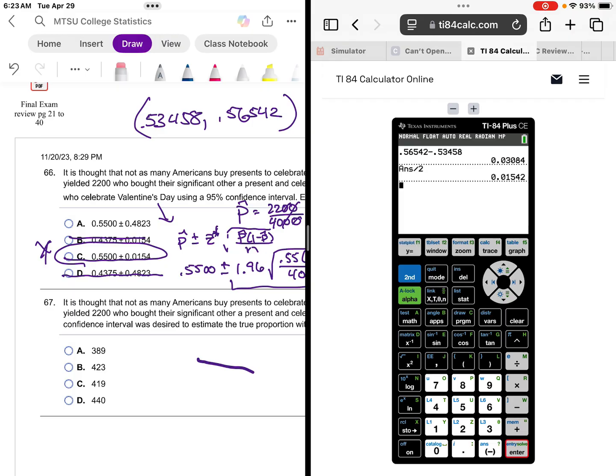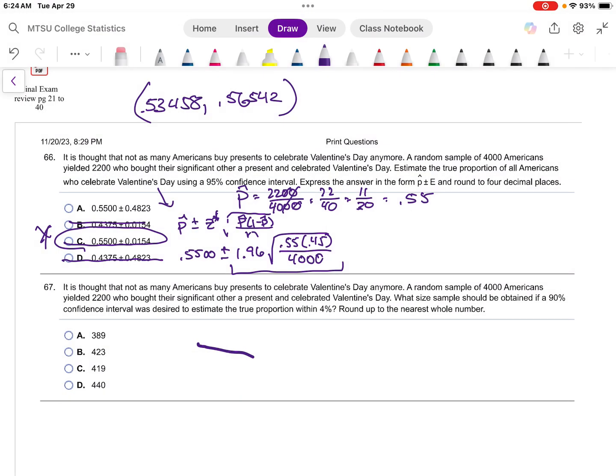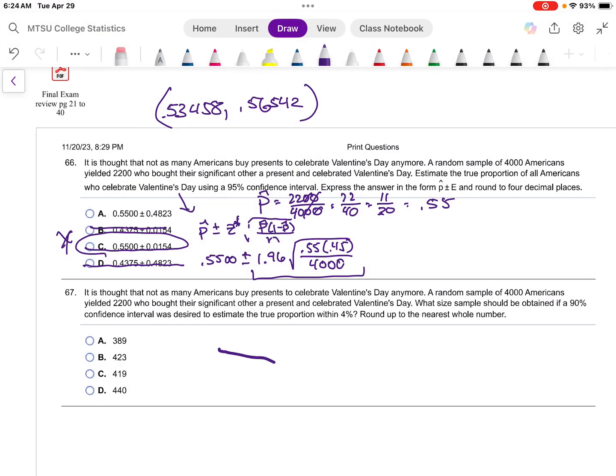All right, let's go to the next one. I'm going to go ahead and move the calculator over, give us more room here. It is thought that not as many Americans buy presents. Same situation, random sample of 4,000, 2,200 bought it. What sample size should be attained if a 90% confidence interval was desired to estimate a true proportion within 4%? So that's my margin of error.